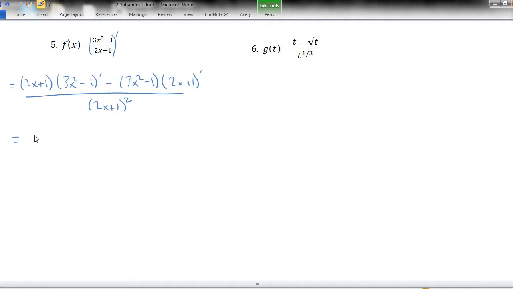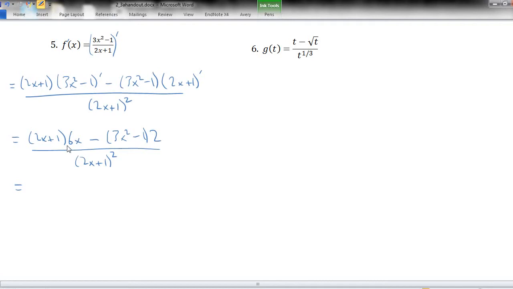All right, so now we take those derivatives. The derivative here is 6x minus 0, so just 6x, minus 3x squared minus 1, and the derivative here is just 2. And I'm just going to give my answer in factored form, so I'm not going to expand that denominator, at least not yet, if at all.